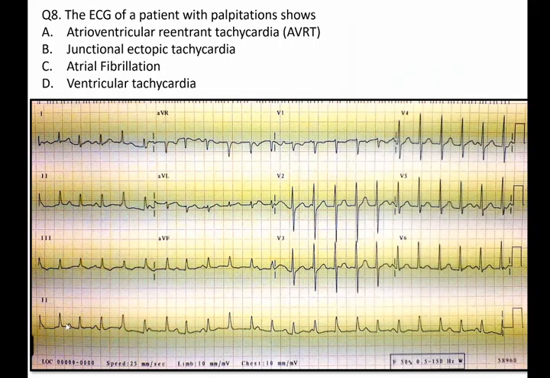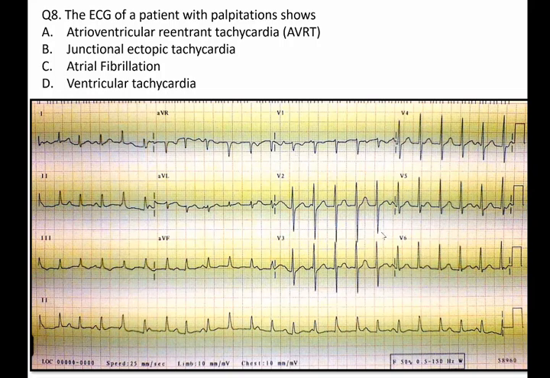First of all, if you look at the RR intervals, they look slightly irregular. But remember that whenever you have presence of capture beats or fusion beats or some change in QRS morphology, they may give you an appearance that the rhythm is irregular, and then you have to measure it precisely using calipers. And I will tell you that these RR intervals are totally regular. So what you are dealing with is a narrow QRS regular tachycardia.